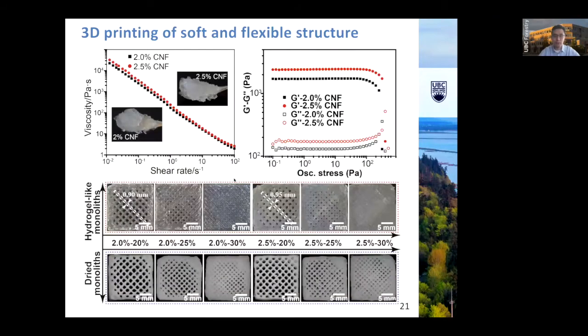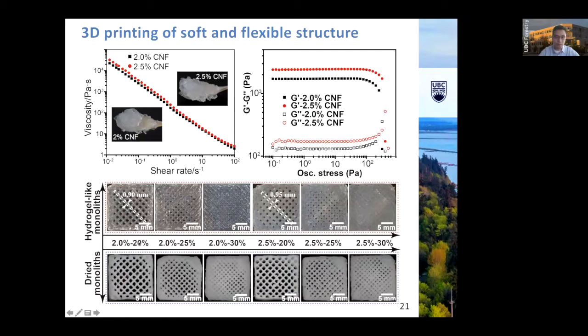So here we use TEMPO-oxidized cellulose nanofibers. We tried different concentrations, and in the end we found 2% and 2.5% give the best printing properties. They show shear thinning, as shown here, as well as a yield strength. The yield point is about 100 Pascal, similar to the previous sample.